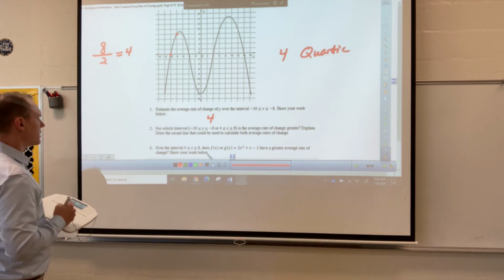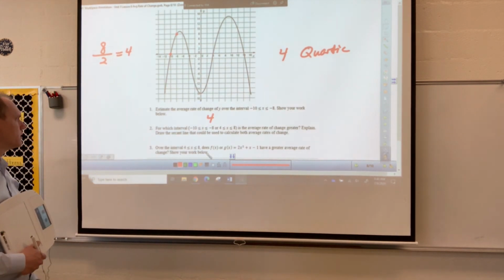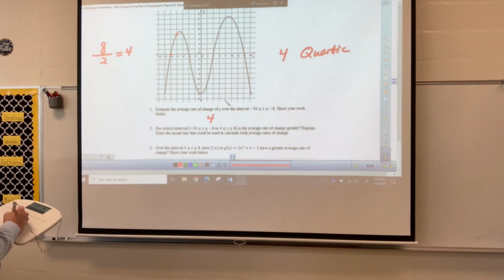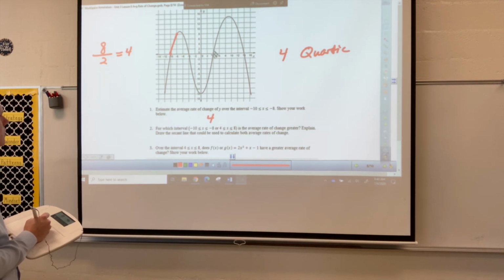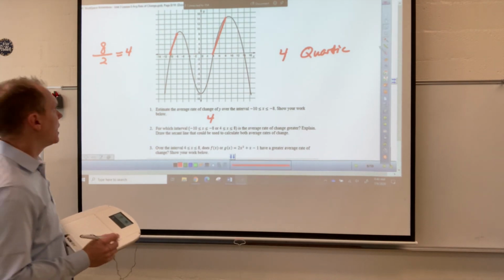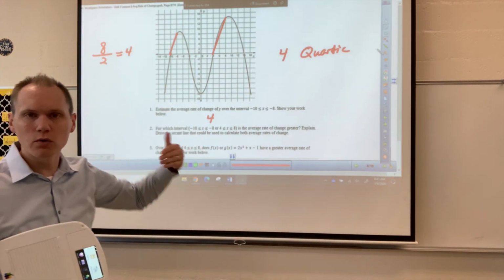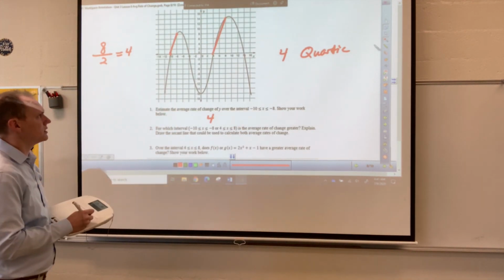For what interval, -10 to -8, or 4 to 8, is the average rate of change greater? Explain. So from -10 to -8, we just did that one. I'll draw the secant line here. It looks very similar to the actual line, but it's not. If you were to zoom in, it'd be different. And then from 4 to 8. Okay, those look really close there. I can't really tell if one's steeper than the other one, so I don't know which average rate of change is greater there. So let's do the math for the second one and see.